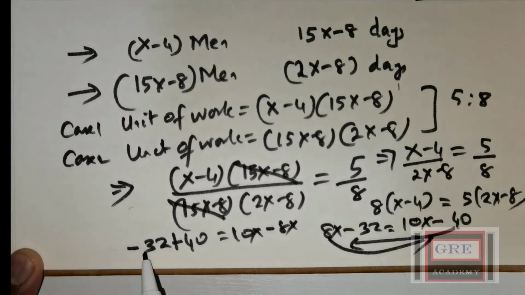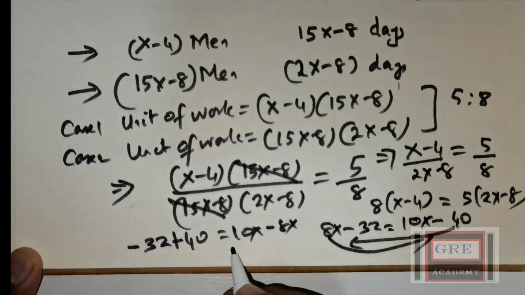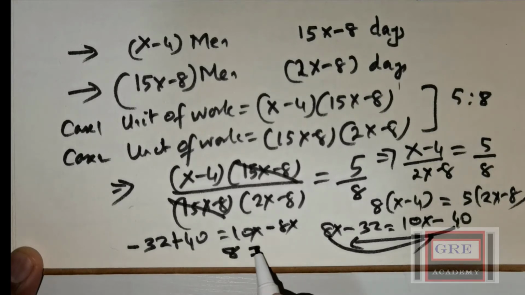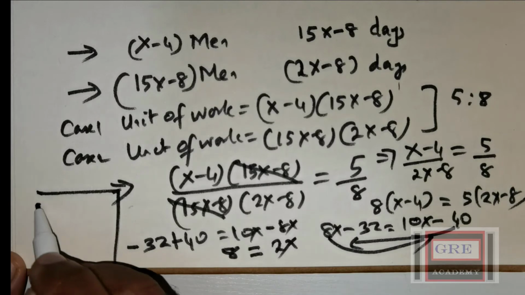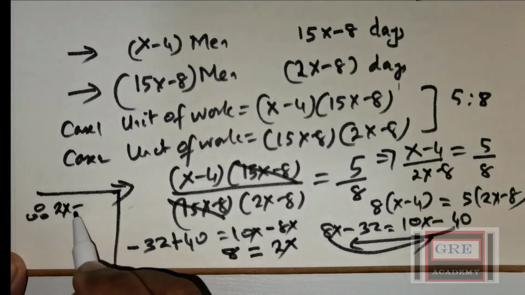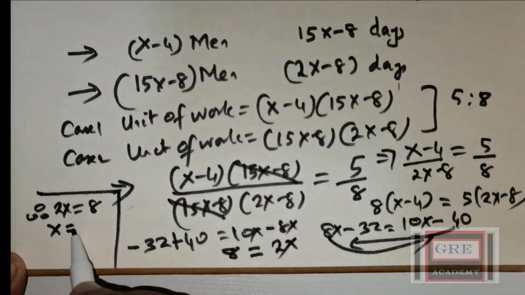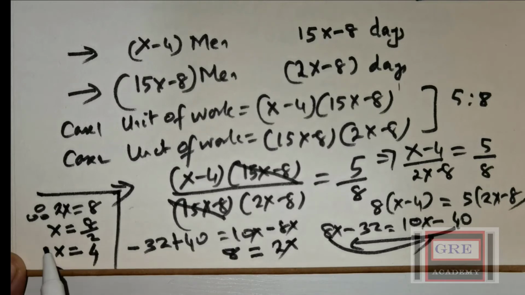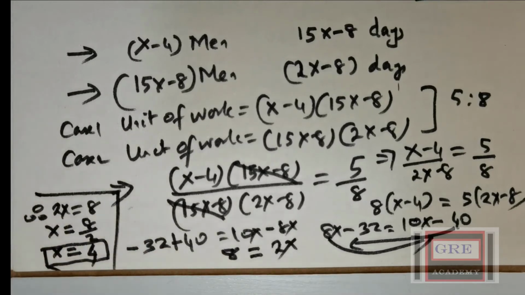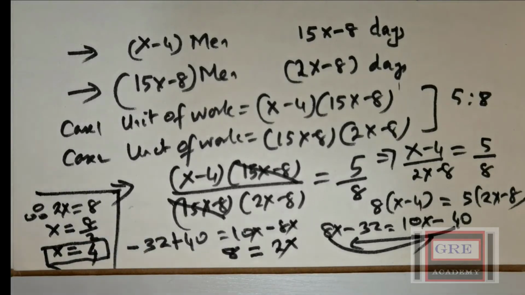Now negative 32 added with 40 would give me 8, and 10x added with negative 8x is going to give me positive 2x. So I've got 2x is equal to 8 and x is equal to 8/2, which means the value of x is 4. This is what the question wants. The question wants you to find the value of x. So that completes the solution for this question.